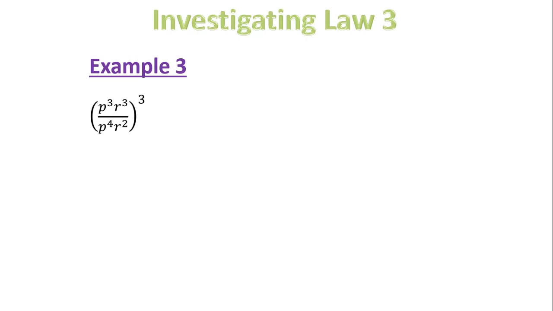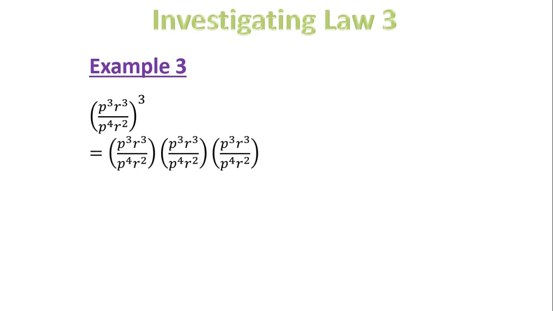Here we have a fraction and it's all cubed. Okay, so what we do is exactly the same. This equals, and we write out what's in the brackets 3 times. If it was squared, we'd only write the brackets twice. If it was to the power of 4, we'd have 4 brackets.